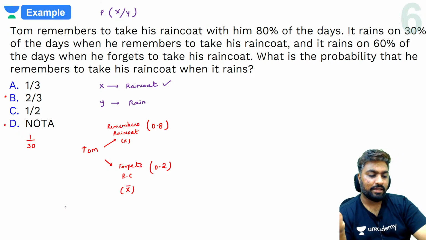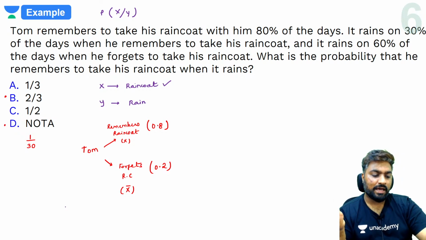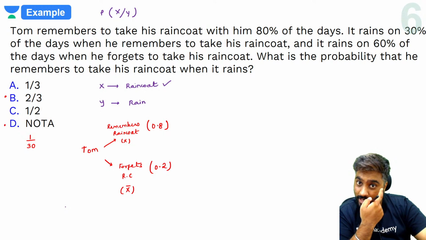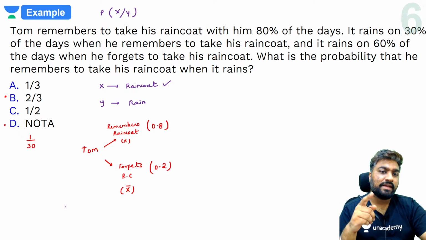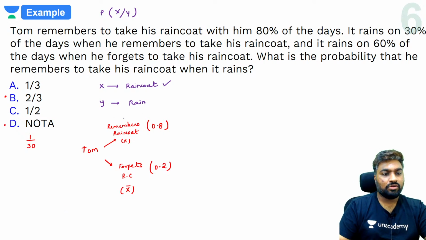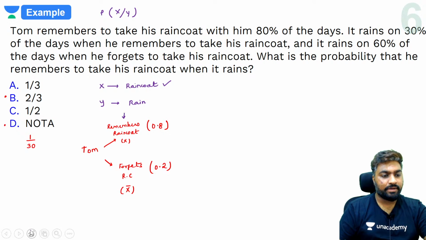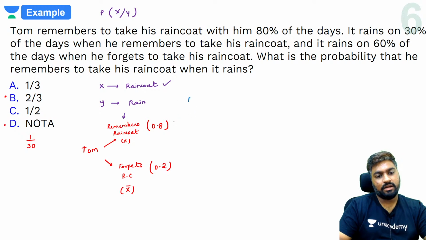Yes, now in these cases also, it rains or it does not rain. Correct, it rains, it does not rain. So what are they saying? It rains on 30% of the days when he remembers to take it. So when this happens, how much is the chance? 30% chance. Yes, it will rain.